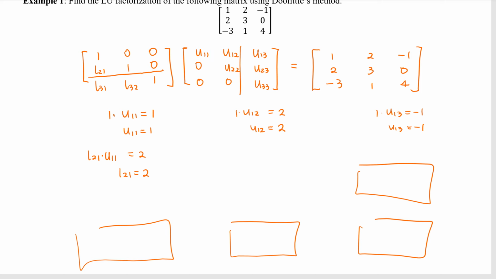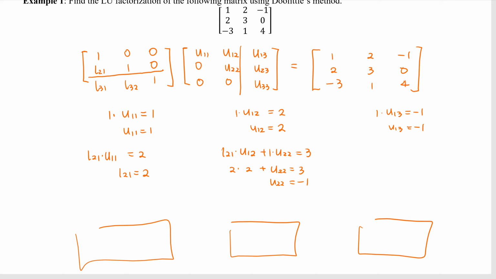And then this spot, we use second row times second column. So L21 times U12 plus 1 times u22 plus 0 times 0 equals 3. Well, L21 is 2, u12 is 2, u22 right here is our unknown. 2 times 2 is 4, so u22 is 3 minus 4, which is negative 1. So far, so good, everybody?